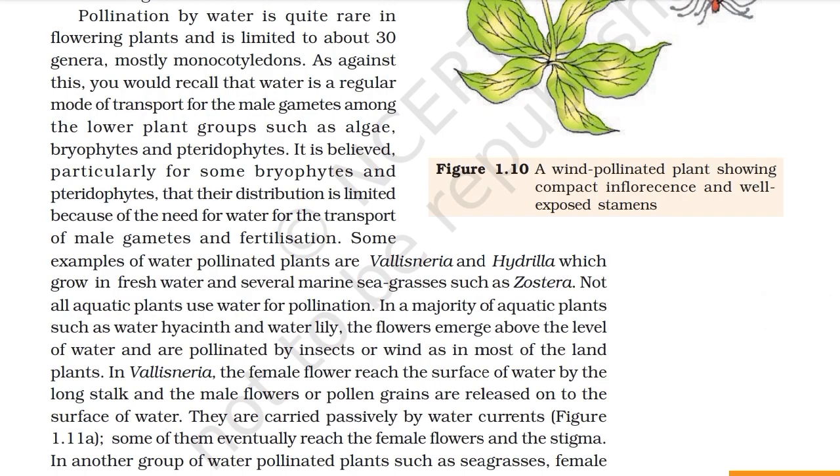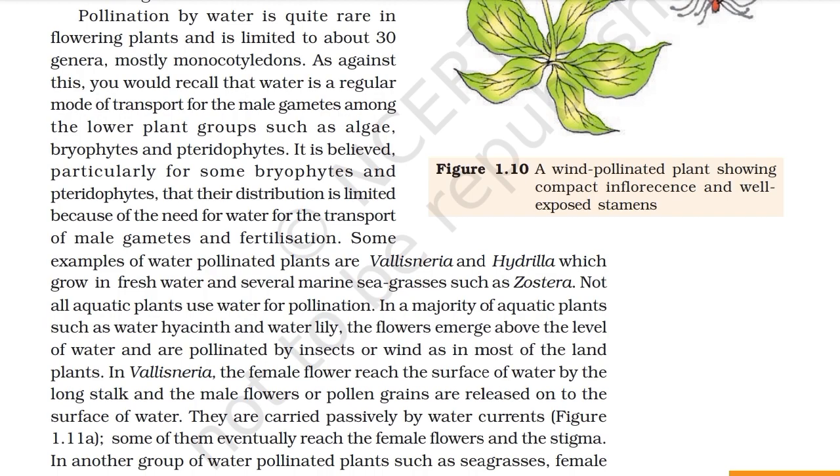Pollination by water is quite rare in flowering plants and is limited to about 30 genera, most commonly monocotyledons. As against this, you will recall that water is a regular mode of transport for the male gametes among the lower plant groups such as algae, bryophytes and pteridophytes. It is believed, particularly for some bryophytes and pteridophytes, that their distribution is limited because of the need for water for the transport of male gametes and fertilization.